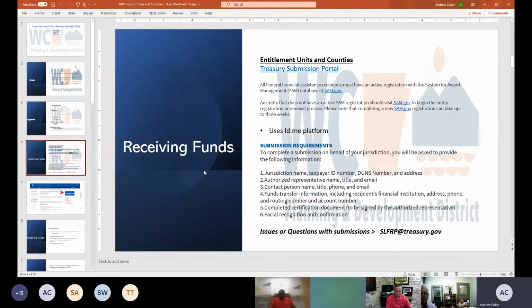And that's just to ensure a little higher level of cyber security and safety. So if you have any major questions, the Treasury has provided a helpline for this process, and it's listed there at that email address. It's slfrp@treasury.gov. And we've heard from the Association of Counties that this is a really easy way to get quick answers to questions. So I'd highly recommend that if you are having to use the Treasury portal for your receipt.